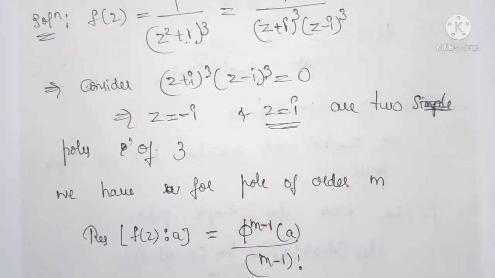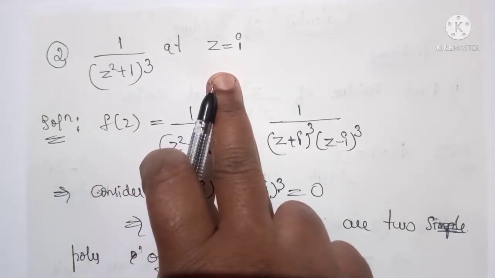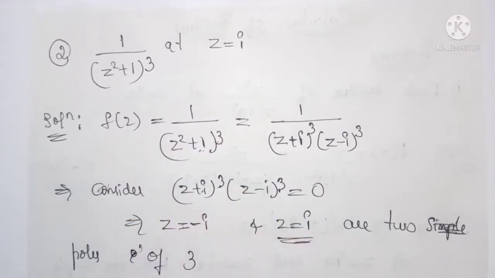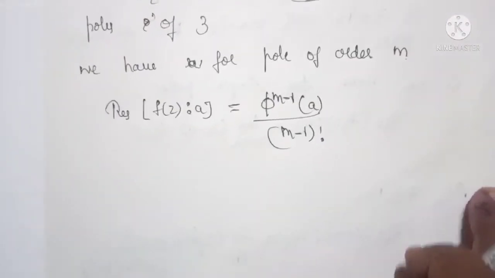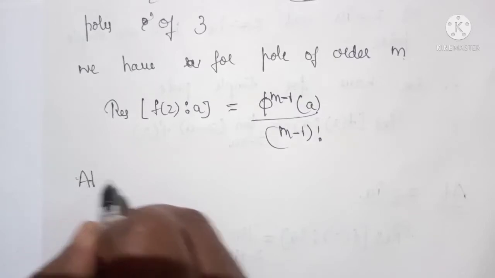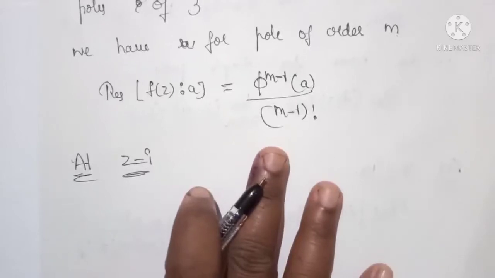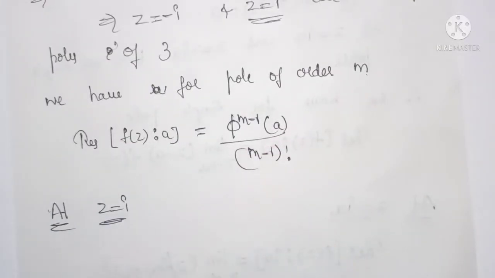Okay, so if they ask to find the residue at all of its poles, it means we need to find it at all poles. But here a particular z equals i is given, therefore we need to find it only at z equals i. Because it is a pole of order 3, we need to use this formula.